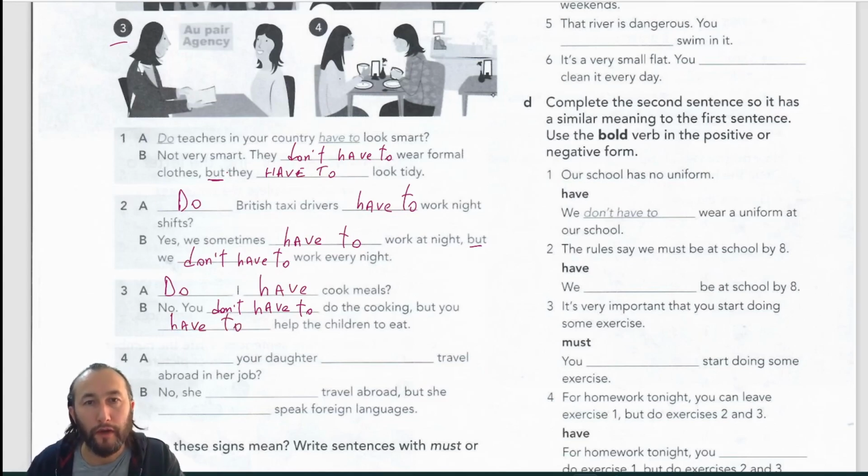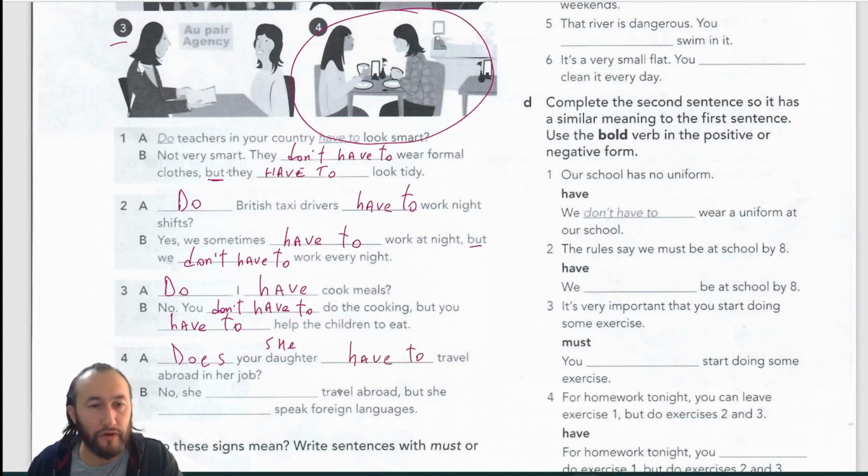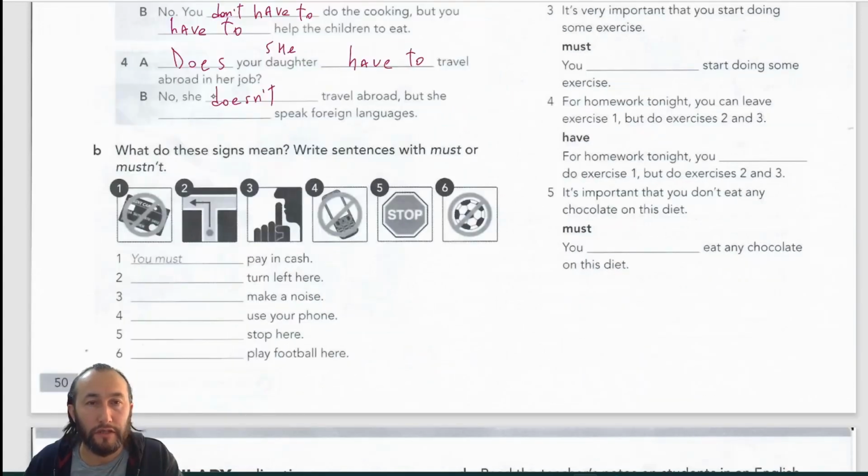Number 4, so we've got here 2 friends talking to each other. A is asking, does your daughter travel abroad in her job? So your daughter is she, right? Your daughter is she. And because of she, we say does. And when I want to make a question with have to, I should get help from do and does. So does your daughter have to travel abroad in her job? No, she doesn't travel abroad. So she doesn't have to. Negative. So she doesn't have to travel abroad, but she speaks foreign languages.